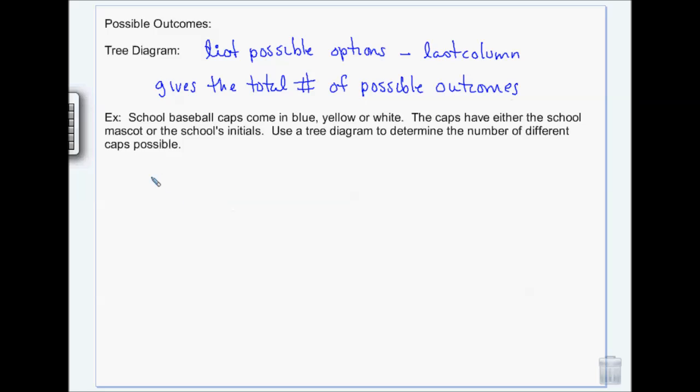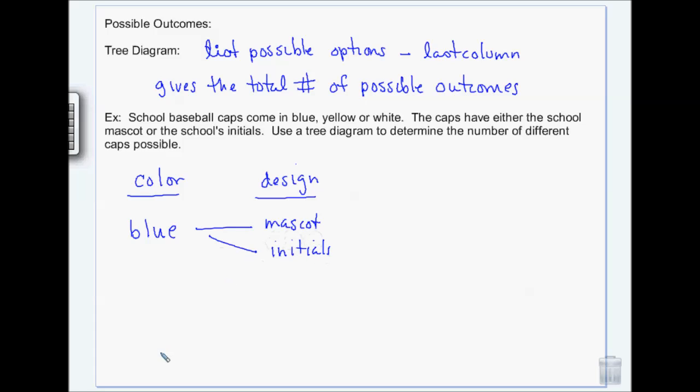Okay, so here's how it works. You've got baseball caps that come in blue, yellow, or white, and then they can either have the school mascot or the school initials on them. So you have color, and then you have design, right? I can get blue with a mascot or the initials, right? So I can get a blue cap with mascot or a blue cap with initials. I could get yellow with a mascot or initials.